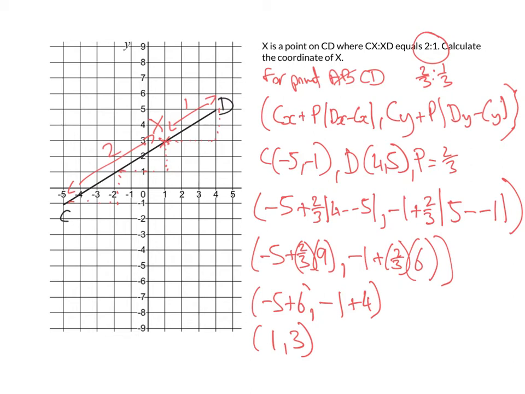As long as you can turn a ratio into a proportion, which is a fraction of the length, this formula will allow you to work out any point in any ratio along a line segment.